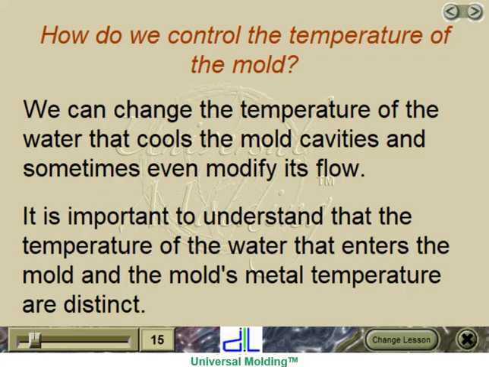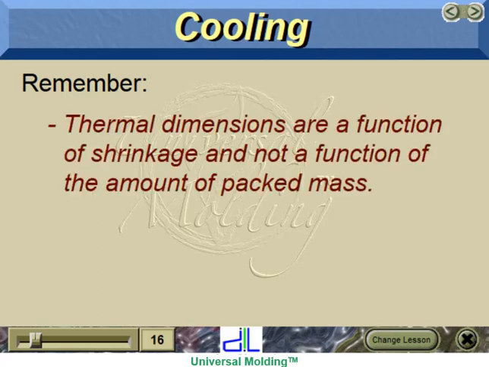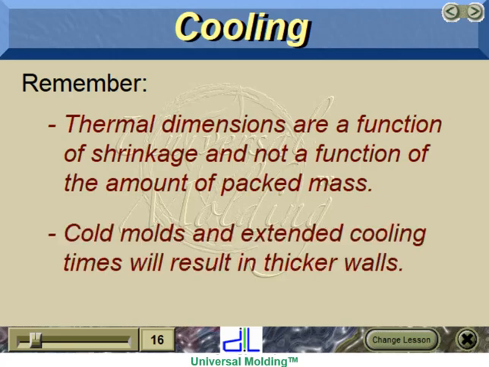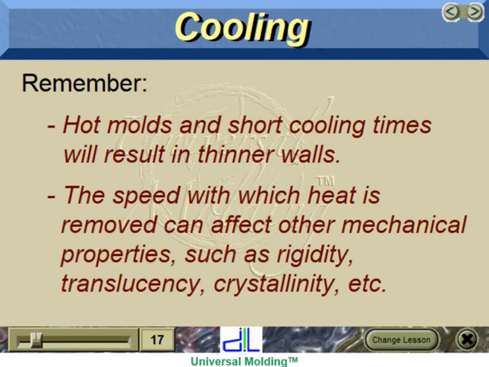It is important to understand that the temperature of the water that enters the mold and the mold's metal temperature are distinct. Remember, thermal dimensions are a function of shrinkage and not a function of the amount of packed mass. Cold molds and extended cooling times will result in thicker walls. Hot molds and short cooling times will result in thinner walls. The speed with which heat is removed can affect other mechanical properties, such as rigidity, translucency, crystallinity, etc.